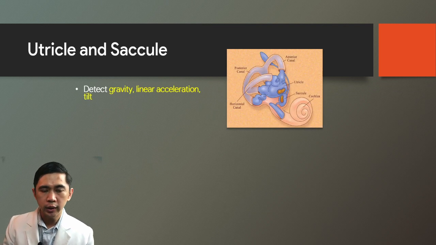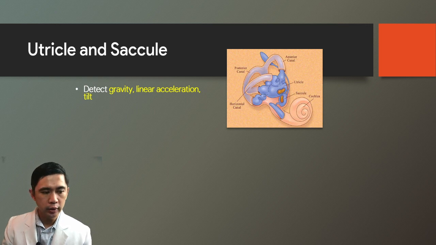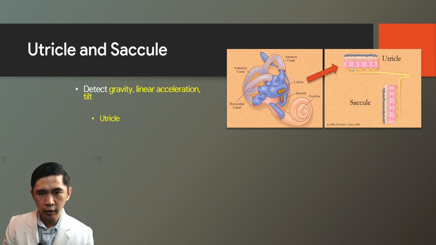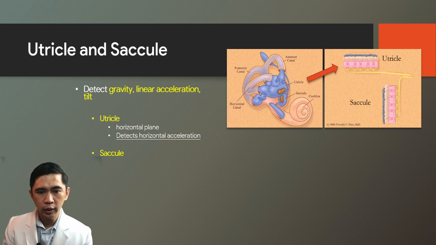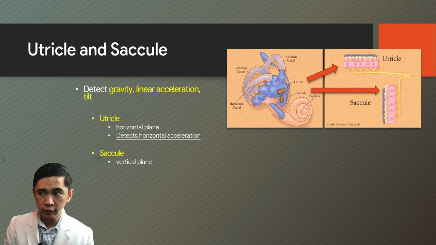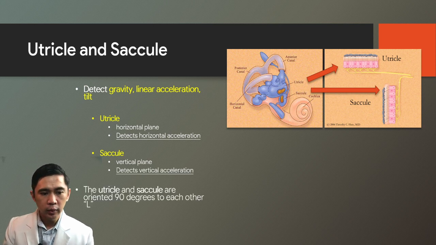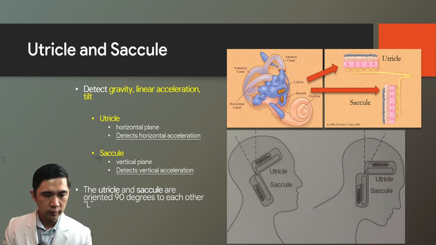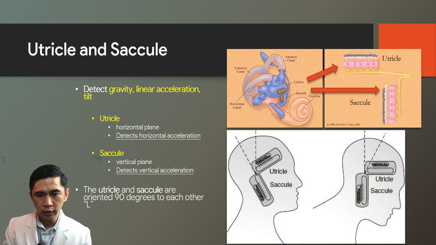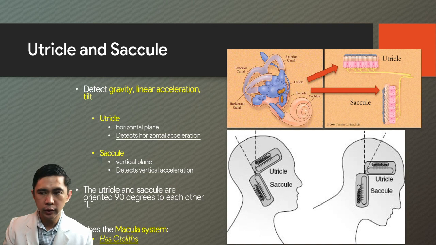Let's talk about utricle and saccule. Utricle and saccule detect gravity, linear acceleration, and tilt. So the utricle here, which is on the horizontal plane, detects horizontal acceleration. Saccule, on the other hand, which is on the vertical plane, detects motion in the vertical plane. The utricle and saccule are oriented 90 degrees to each other in an L fashion, and both of them use the macula system, which has otoliths on it.